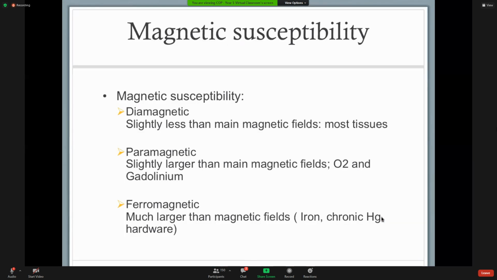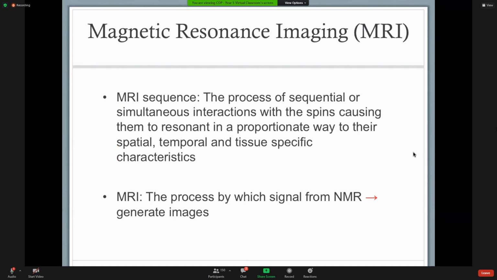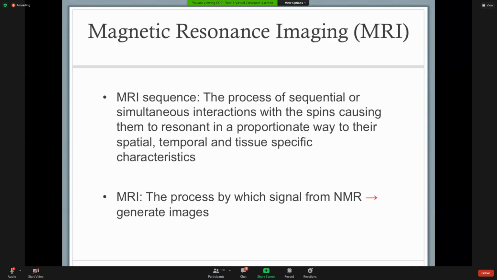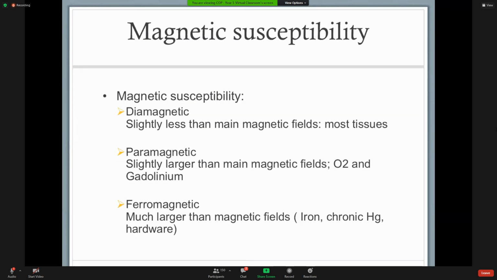Now, very important also in MRI is to understand a concept known as MRI susceptibility. MRI susceptibility simply means you have structures that act like magnets, and their characteristics depend on the material or the atoms that they are in.